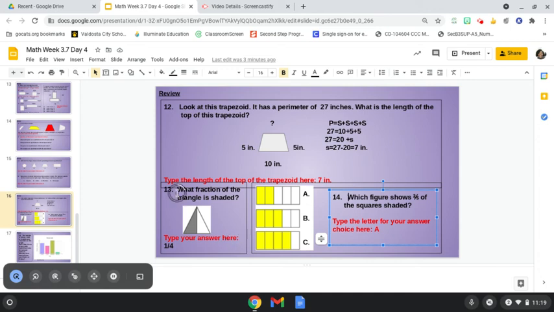Type your answer here for the fraction of the triangle that's shaded. We got 4 parts for the whole, which is the denominator. The part that's shaded is 1, which is the part. So the answer is 1/4. Okay, which figure shows 2/5 of the square shaded? That would be A. Okay, 2 parts yellow out of the 5. B, that would be 3 parts yellow out of the 5, which is the total. And C would be 4/5 out of the total. Okay, that's shaded. So the answer is A.